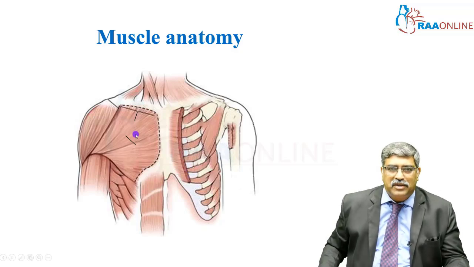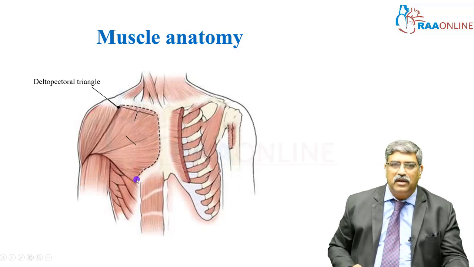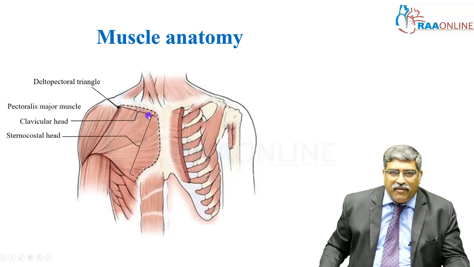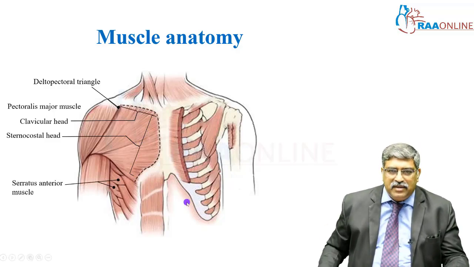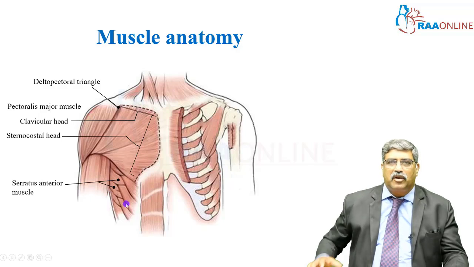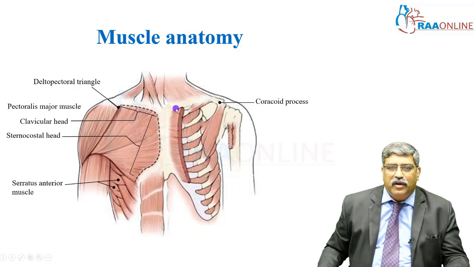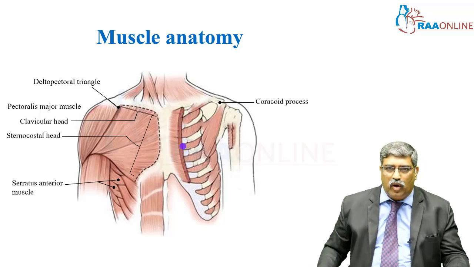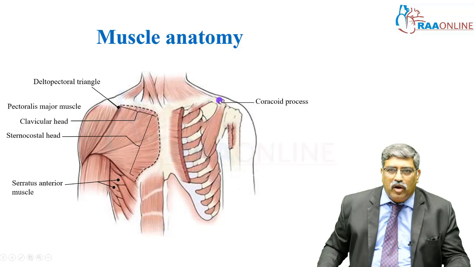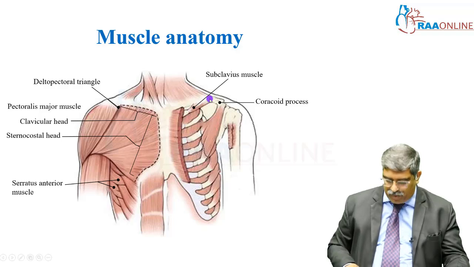Now coming to the muscle part. Here you have the deltoid and the pectoralis major, and the pectoralis has the clavicular head and the sternocostal head. Two heads are there, and there is the serratus anterior on the lateral part of the chest. Now I have cut open the pectoralis major, which is the major anterior muscle on the chest wall. Here you can see the coracoid process on the upper part, and this is the subclavius muscle at the upper part, and the serratus anterior on the lateral part.